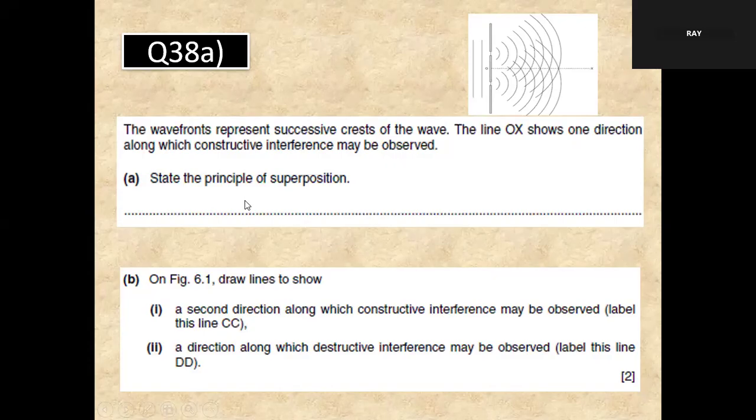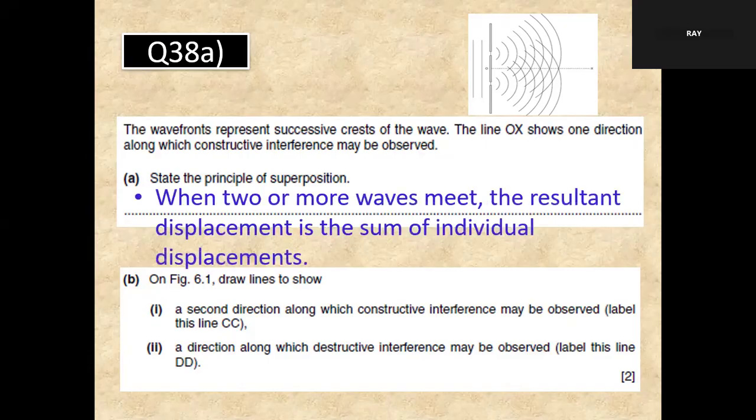State the principle of superposition. When two or more waves meet, the resultant displacement is the sum of the individual displacements. Don't just use the word superposition; it is not a clear term for them, and examiners don't like it.